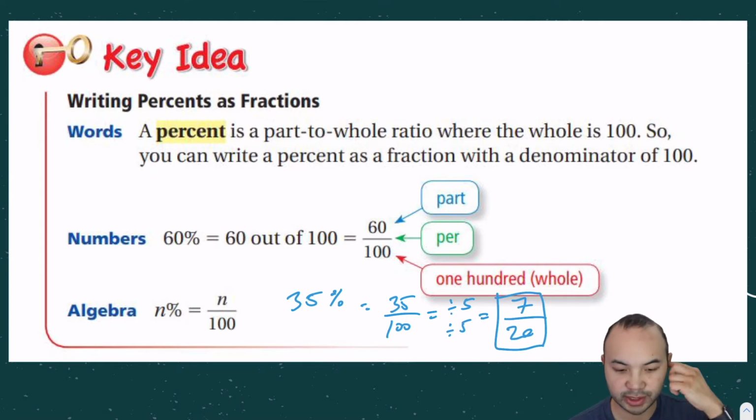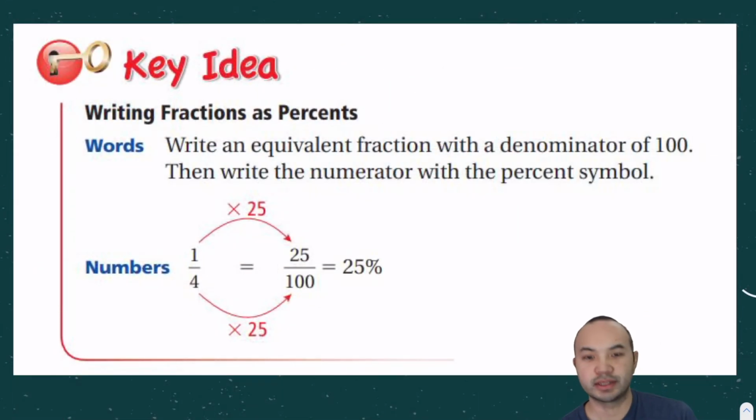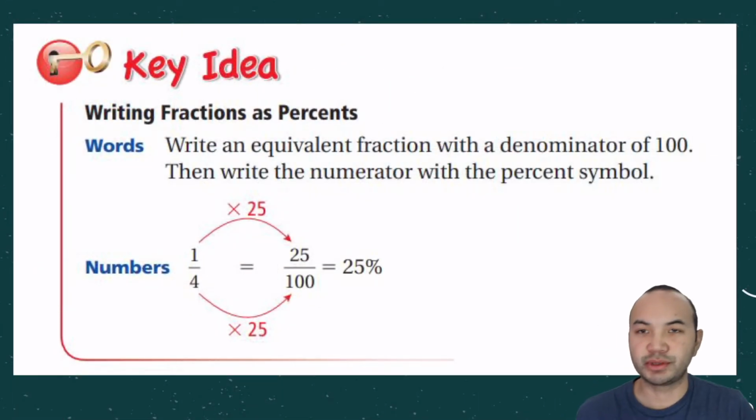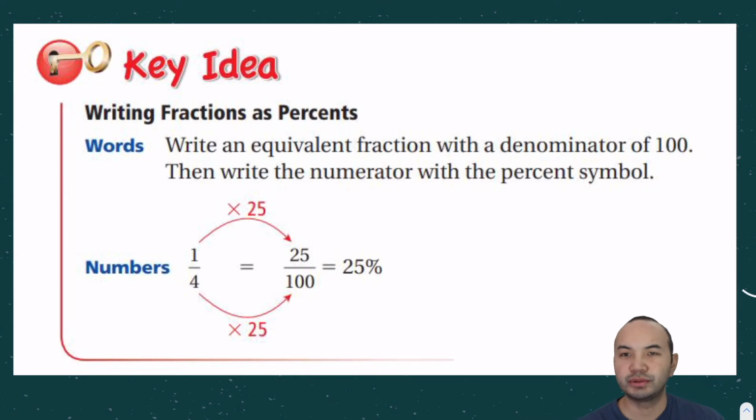All right, let's move on to the other side of this, which is writing fractions as percents. I showed you really quickly how to write a percent as a fraction. We'll do more practice on that later, but then also fractions as percents. So if you have a fraction already, like 1/4, for example, you are going to want to find an equivalent fraction where the denominator isn't 4, it's 100. You're always going to want a denominator of 100 if you want to change a fraction to a percent.